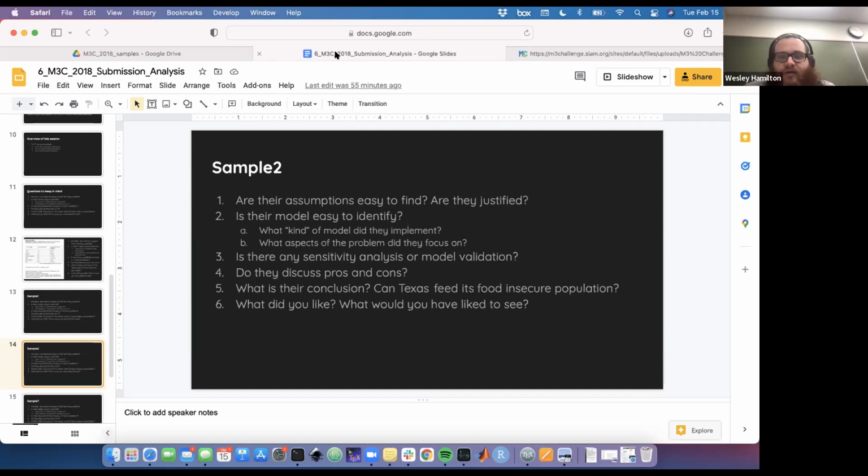Second question, is their model easy to identify? Are aspects of how they're approaching this and, quantitatively, how they're answering the question, easy to figure out where that is in their write-up?